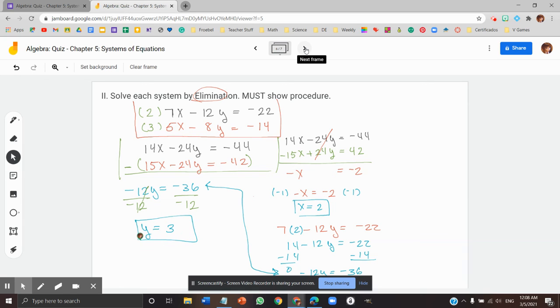And now I know what x is, I know what y is. X and y. I know that x is 2, and I know that y is 3. And that's going to be my answer.